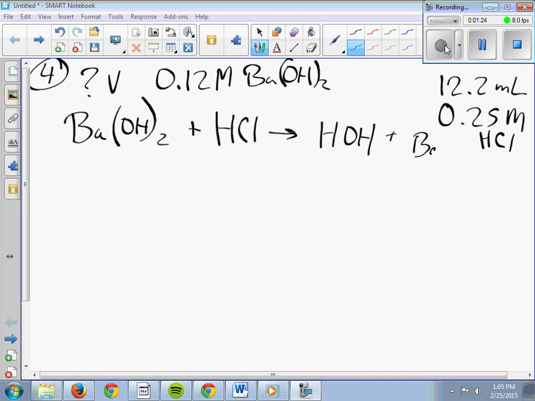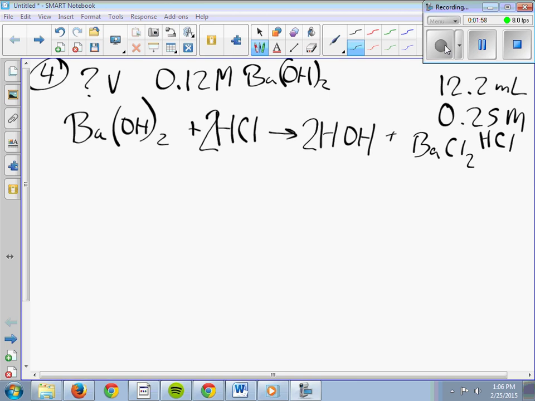So BaCl. But chlorine is in group 17, it's a -1 charge. Barium's in group 2, it's a +2. So +2 -1, it should be BaCl2. Then it's going to be a matter of balancing. So if there's 2 chlorines there, now I've got 2 chlorines. I've also got 2 H's. Here I can treat H and OH as separate things. So if I have 2 H's there, I need 2 H's there. Now I have 2 OH's, 2 OH's, and I'm good.